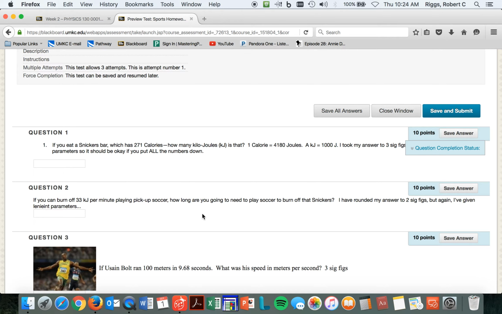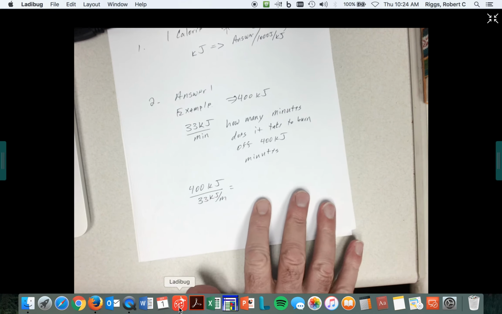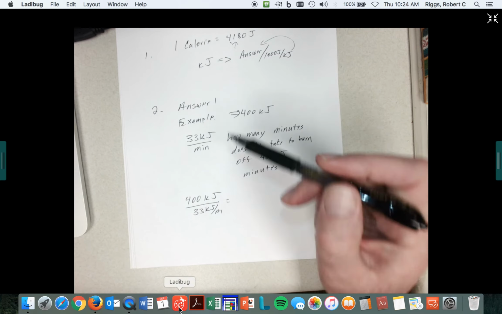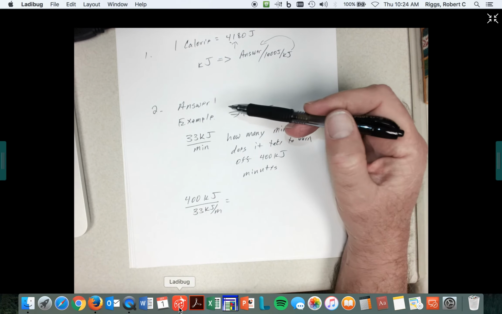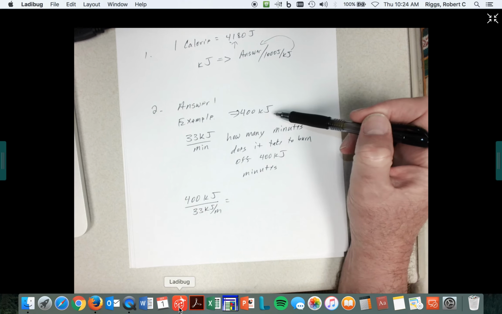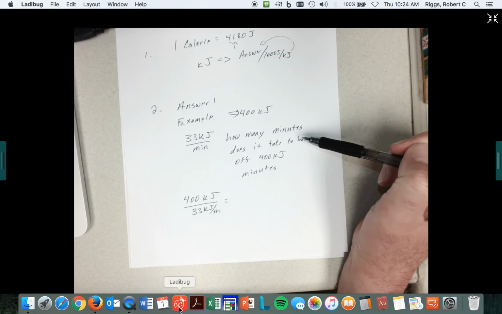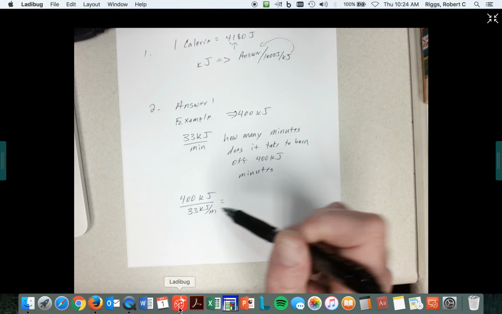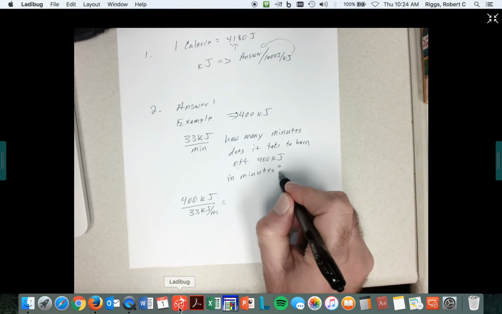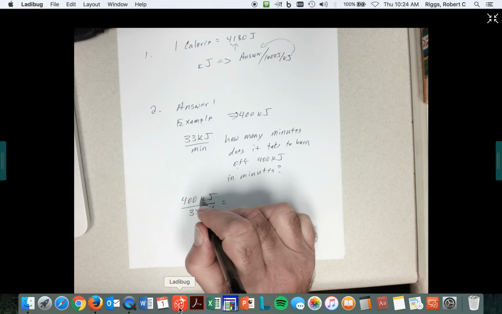So if I take 400 kilojoules divided by 33 kilojoules per minute... oh, darn, sorry. I wrote a bunch of stuff and I cut you out. Here you go, answer one example. I got 400 kilojoules, just an example. If I'm burning 33 kilojoules a minute, how many minutes does it take me to burn off 400 kilojoules? In minutes. So here's what we do: you take 400 kilojoules divided by this.